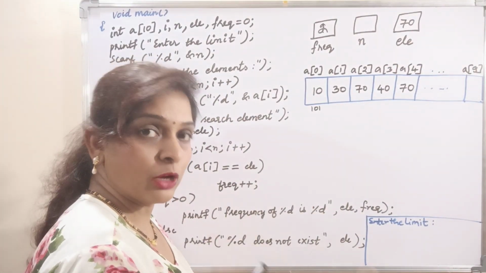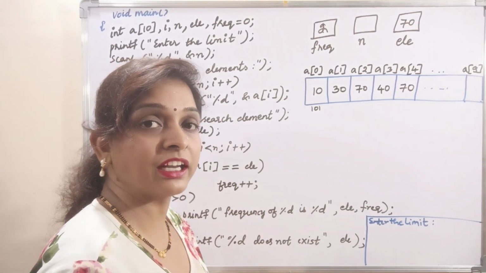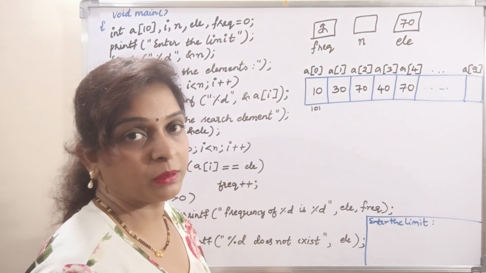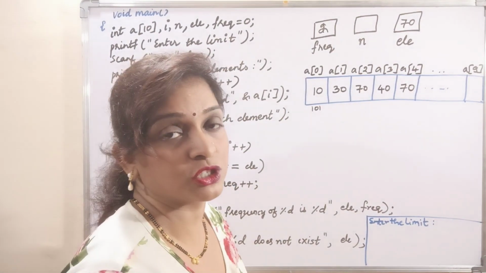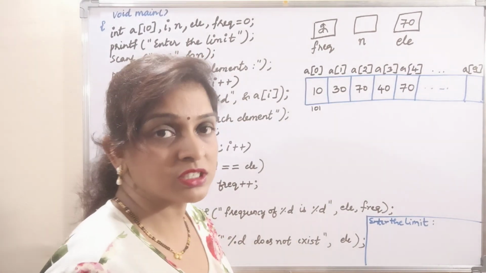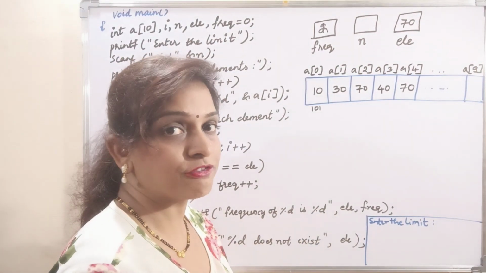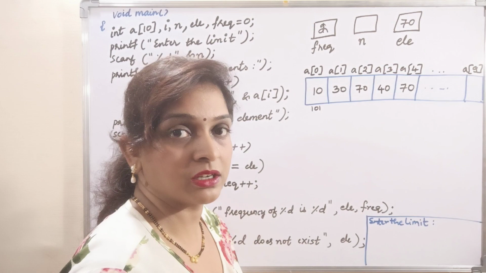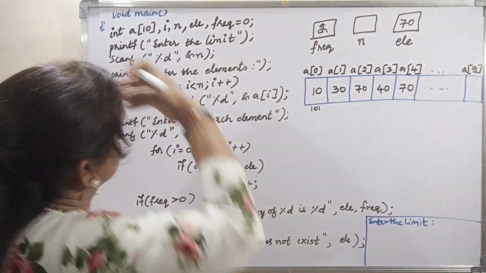After I allocate the memory, I can ask the user for the limit. It's not that I need to use all the allocated memory; I may use only some of it. That is the drawback of an array. It is predefined. Once the memory is allocated, we cannot resize it. If I use only 5 out of 10, the remaining 5 will be wasted. That is the main disadvantage of arrays.